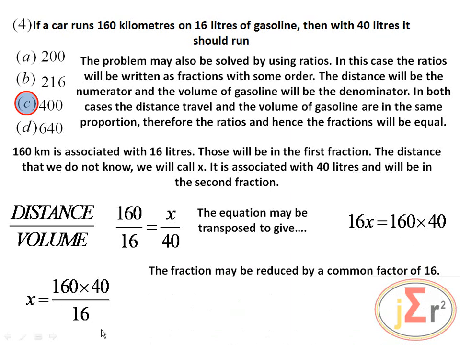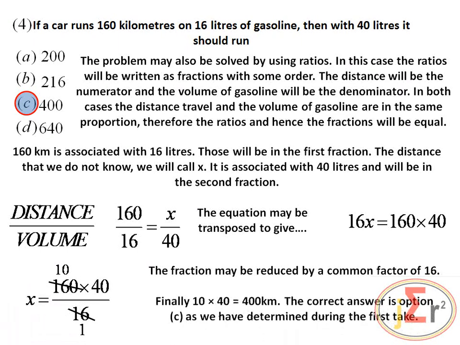Then we see a common factor of 16. 16 into 16 is 1. And 16 into 160 is 10. And we finish up by saying 40 multiplied by 10. And that gives us 400 kilometers. The correct answer is option C, as we have determined during the first take.